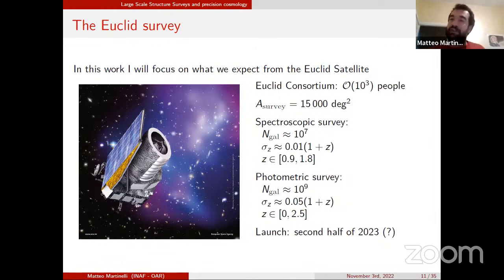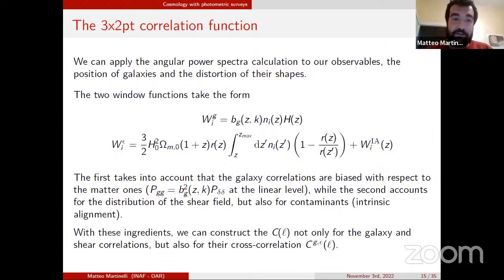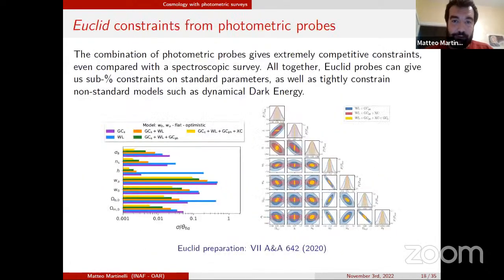Obviously, you expect different statistics between the two because of the different way the observations are done. But the idea behind the Euclid satellite is really to try to include all this information together. For example, one thing that is still in the works, but there is hope that we will do something about it, is to also consider the cross-correlation between the spectroscopic and the photometric survey. This is technically difficult because they are not done in the same way.